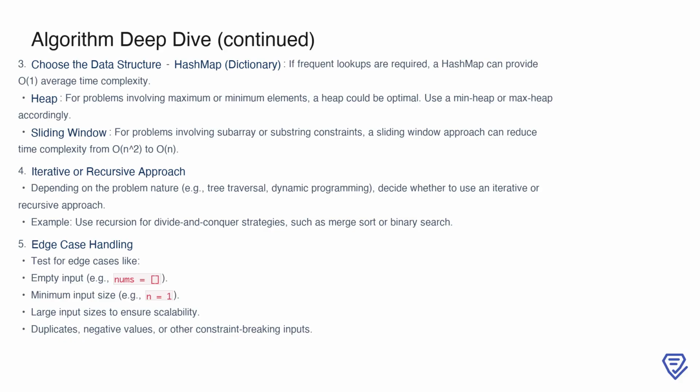Beyond data structures, the choice between iterative and recursive approaches depends on the problem's nature. Recursion shines in divide-and-conquer strategies like merge sort, while iteration might be preferable for dynamic programming or traversal tasks. Lastly, handling edge cases thoroughly is essential to ensure the solution's robustness. This includes testing scenarios like empty inputs, the smallest valid input size, very large inputs, and inputs that might challenge constraints, such as including duplicates or negative values.